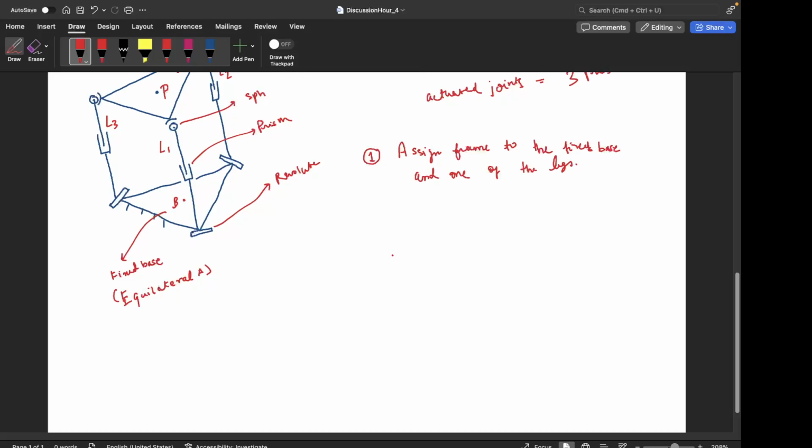Okay, and then the second step is to find the DH parameters. Third is to find the transformation matrices. Right, and fourth, that is the final objective.